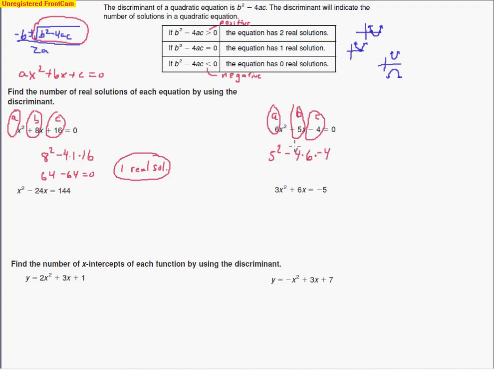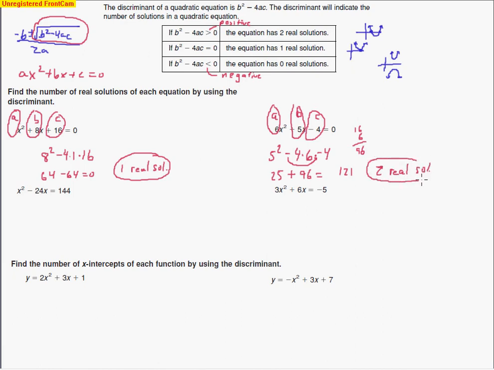One thing you'll notice is that whenever the a and c terms are opposite in sign, one positive and one negative, you're always going to end up adding, because there are two negatives here, which make a positive. So I know it's going to be two answers, but let's do some work. 5 squared is 25 plus, because the minus and the minus make a positive, 16 times 6, which gives us 96. That adds together to make 121. So yes, this one has two real solutions.